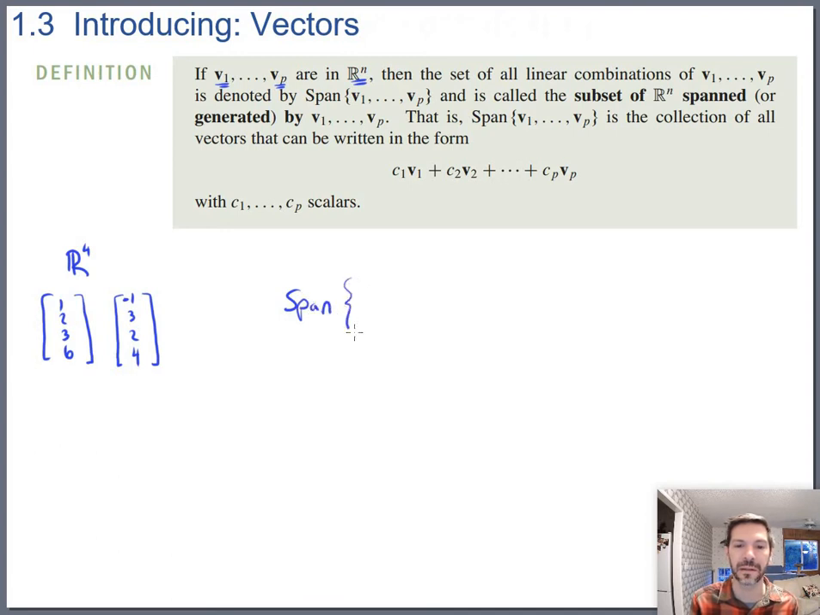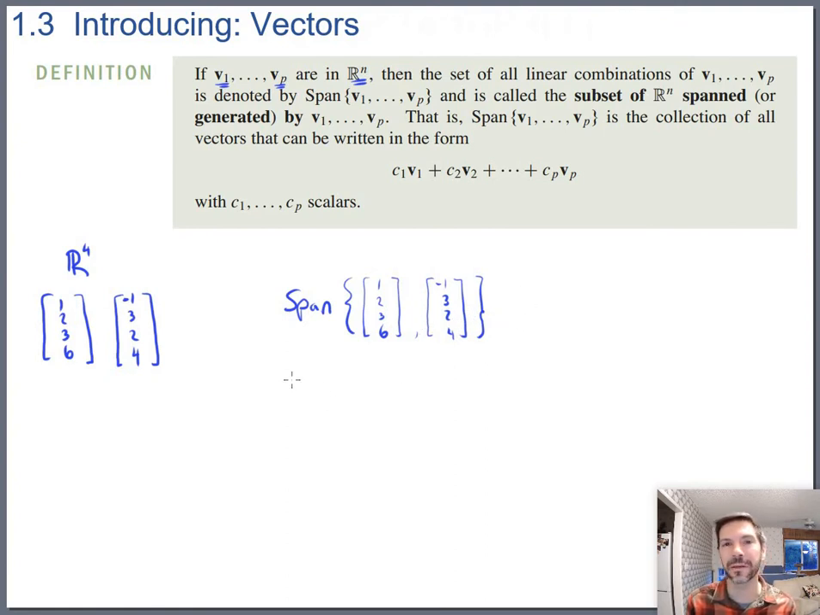span, parentheses, 1, 2, 3, 6 and negative 1, 3, 2, 4. That'd be the notation. And what we're talking about here is every possible combination of these two vectors. So that's infinitely many results, right? The span of these two creates infinitely many vectors.